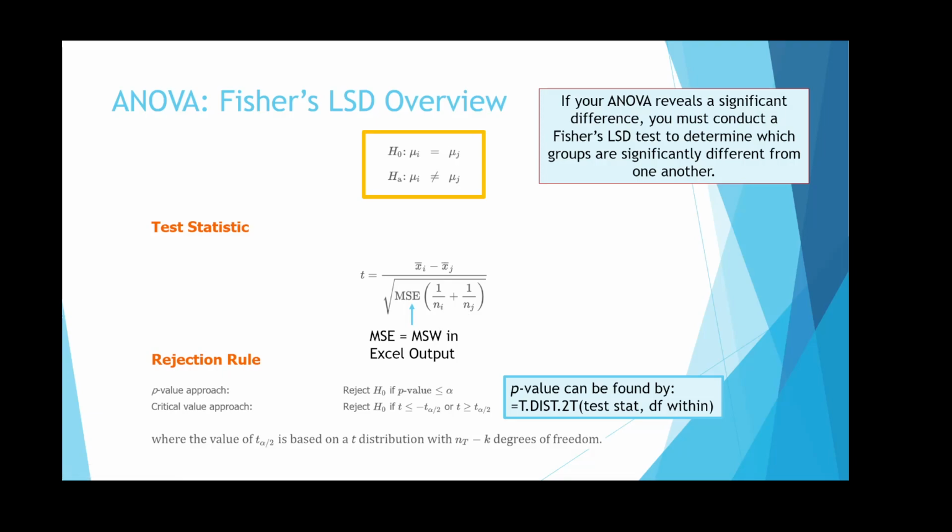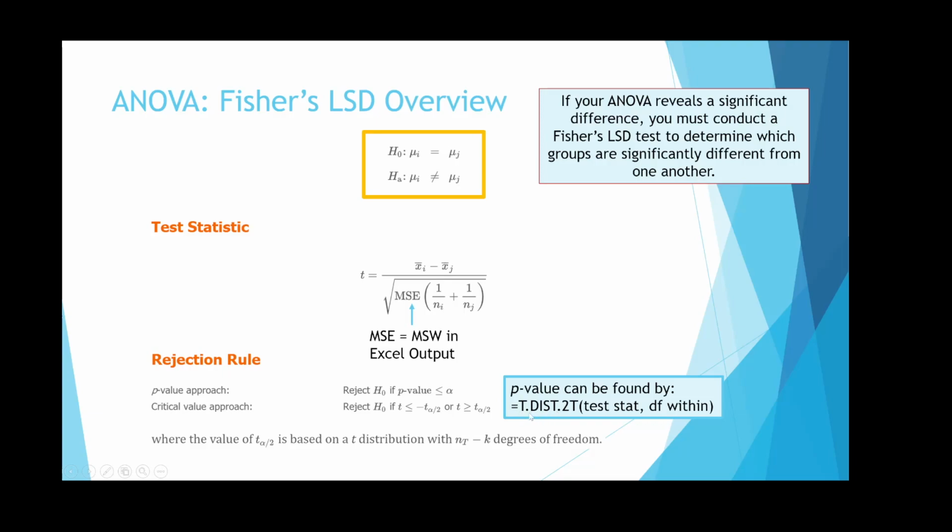Now we're going to do this for every possible pair. So if we have 4 groups, we're going to have to list out all of the pairs of those 4 groups, every possible pair. And we're going to calculate a t-test statistic for each of those pairs. We are also going to get a p-value for each of those pairs.